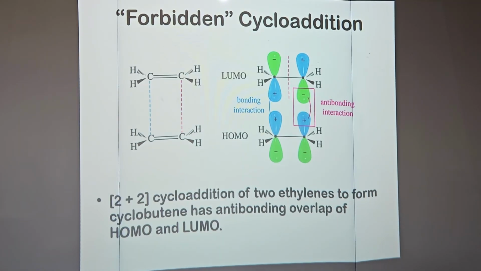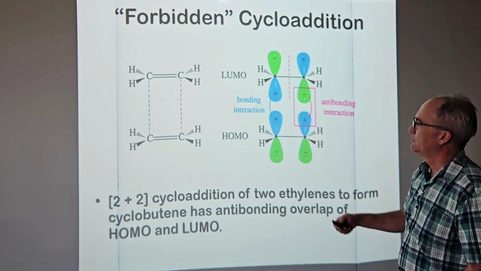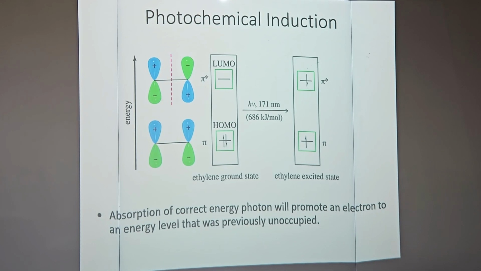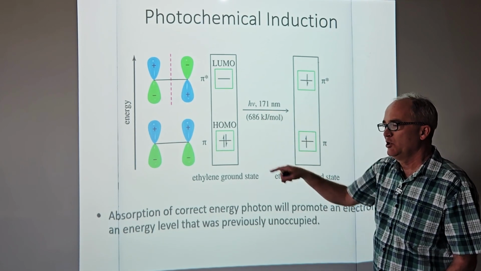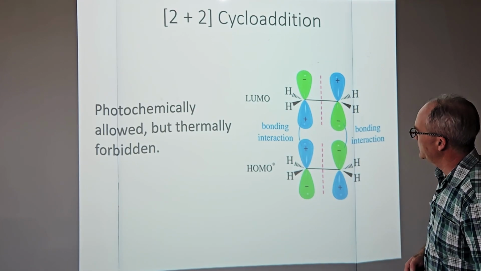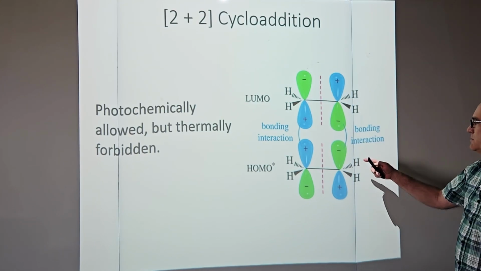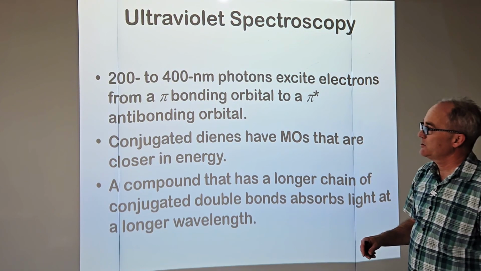The 2+2 cycloaddition of two ethylenes to form cyclobutene has antibonding overlap of HOMO and LUMO. Here's the antibonding interaction. Absorption of a correct energy photon will promote an electron to an energy level that was previously unoccupied. And so this is an electronic transition. If we look at this, we see this is in the UV. So we say this is photochemically allowed but thermally forbidden. Now everything's set up with the correct molecular orbital symmetry. We won't focus much on that.